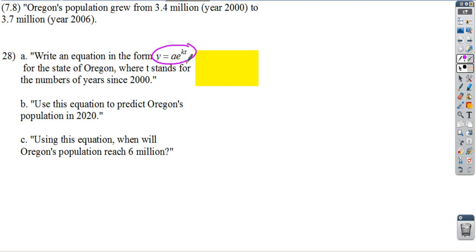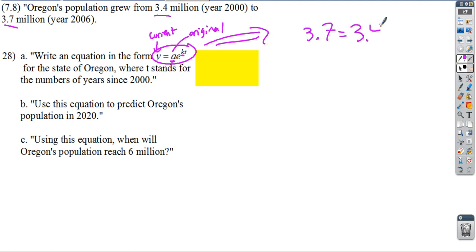So write the equation. Okay, well our equation should have this number filled in for it. It should have the K filled in for it too. Y stands for the current amount of people, and A stands for the original amount of people. So originally we had 3.4 million, currently we have 3.7 million. So let's take this and just plug our numbers in. So 3.7 equals 3.4 times e to the k, and then we're going from 2000 to 2006. So that means our time for years would be 6 years.